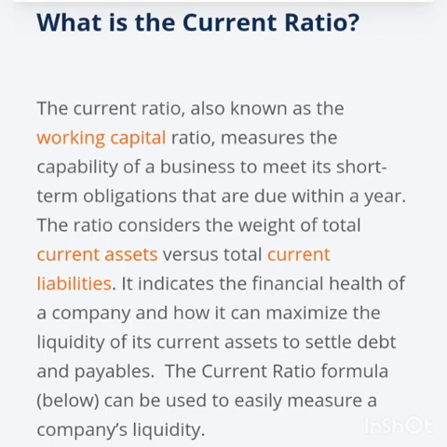Current ratio equals current assets divided by current liabilities. The ideal current ratio of a company is 2 is to 1.